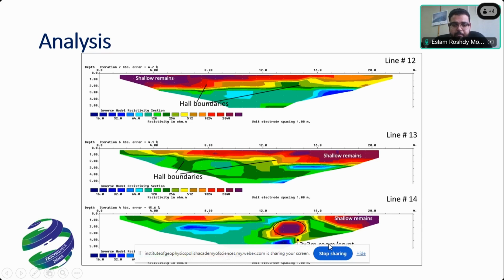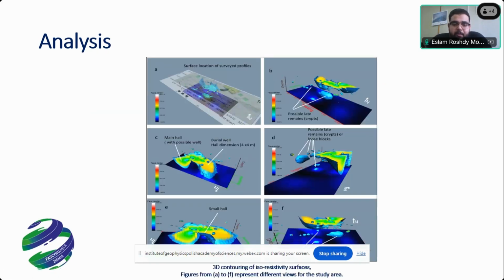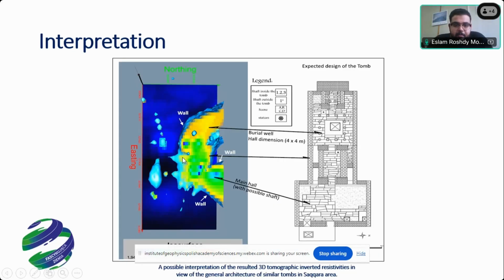We can imagine the dimensions of the room from this map, and after that we made 3D contouring of iso-resistivity surfaces with different views for the study area. After making the 3D configuration for the tomb, we made a comparison between the resulting 3D representation of the inverted resistivities and the design of a closed tomb in the area.